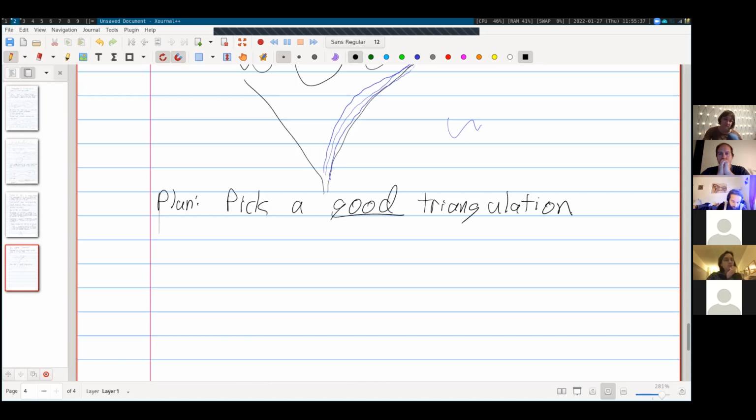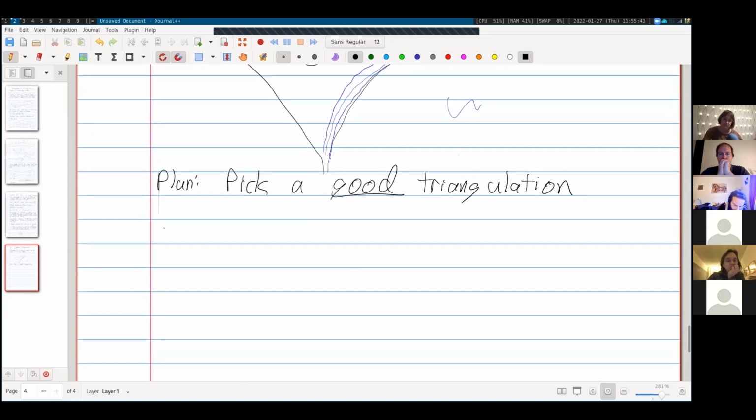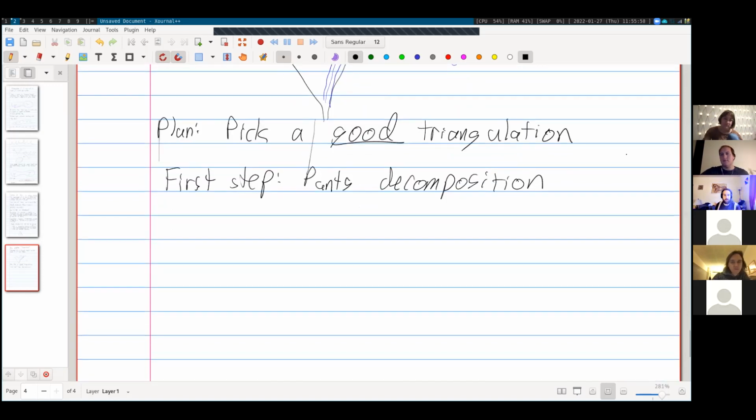So the first step is to make what we call a pants decomposition. Which, if you're not familiar with surfaces, the surface with 3 boundary components is called a pair of pants because you can draw it like this. And if you're American, this is a reasonable name for this thing. If you're British, I apologize.